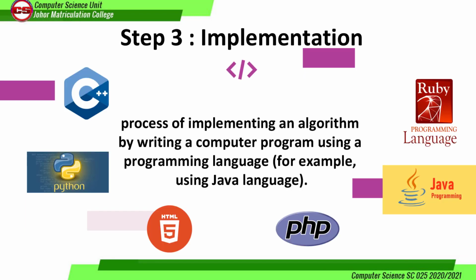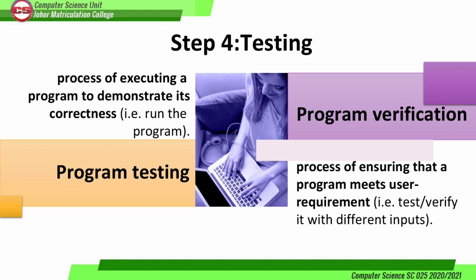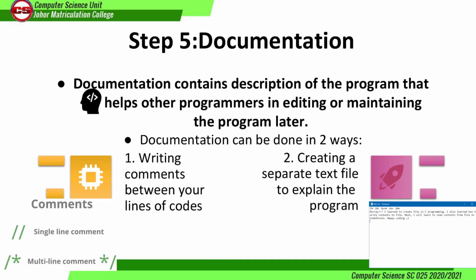Step number 3 is implement. Implement means the process of implementing an algorithm by writing a computer program using a programming language, for example, the Java language. And step number 4 is testing. After you write the program in Java, you must test the program. And step number 5 is documentation. Documentation is a content description of the program that helps other programmers in editing or maintaining the program later.